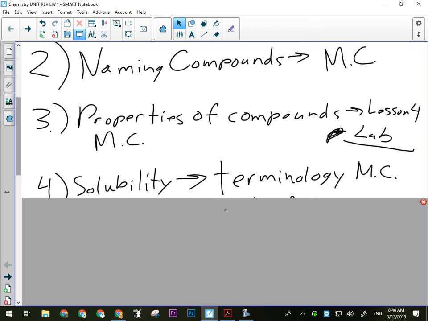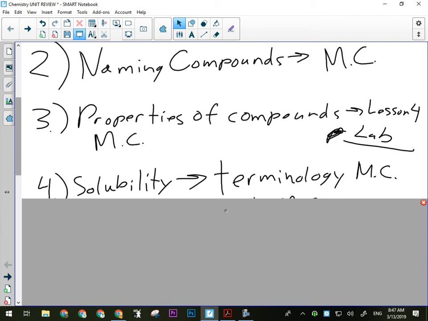Okay, then we talked about solubility. And there's a lot of terminology. Okay, that means vocabulary to do with solubility. So knowing what a solute, a solvent, a precipitate, okay, heterogeneous and homogeneous solutions, mechanical mixtures, okay, terms like that are all going to be very important. Okay, so we need to know those because there'll be several multiple choice questions asking about terminology.